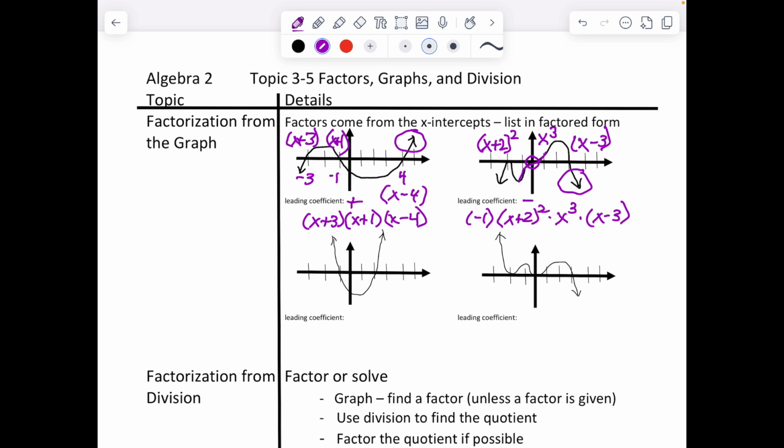I'd like you to pause the video and try the next two. See if you can come up with the factorization of the next two just by practicing what we just talked about. So pause the video, try the next two.